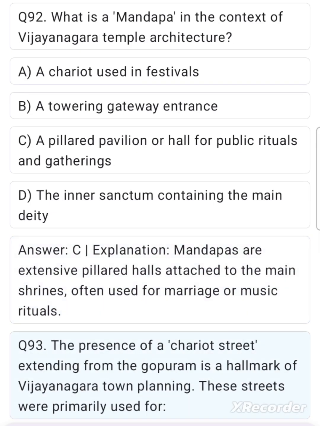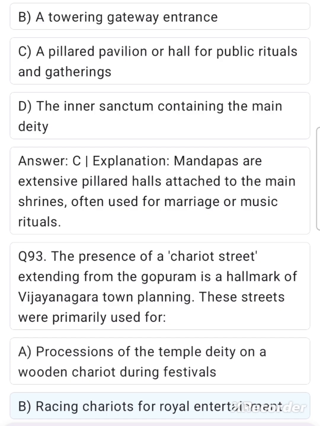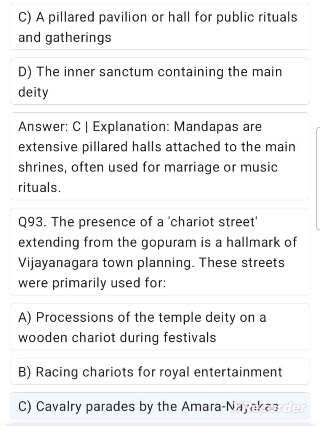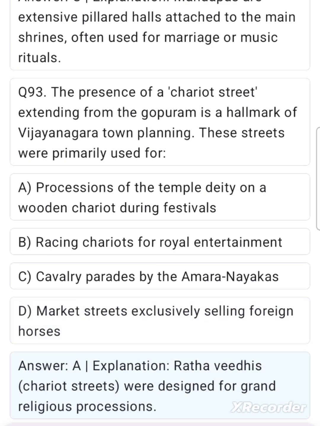Q93. The presence of a chariot street, extending from the Gopuram, is a hallmark of Vijayanagara town planning. These streets were primarily used for: A. Processions of the temple deity on a wooden chariot during festivals. B. Racing chariots for royal entertainment. C. Cavalry parades by the Amara-Nayaka. D. Market streets exclusively selling foreign horses. Answer. A. Explanation. Ratha Vidhis, chariot streets, were designed for grand religious processions.